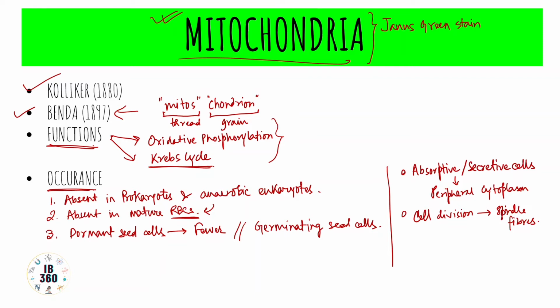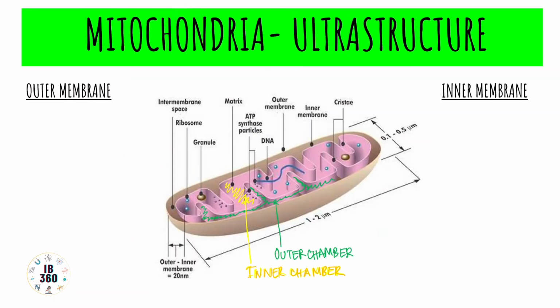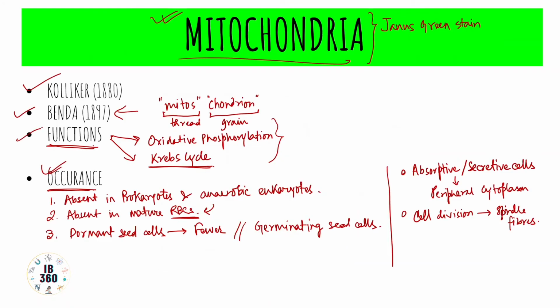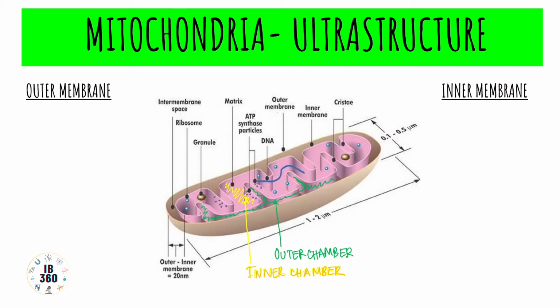Now we will talk about the ultrastructure of mitochondria. We have already discussed its primary functions, occurrence, and the discoverers and observers. Mitochondrial ultrastructure can be observed under an electron microscope, not under a light microscope. In this case, staining with Janus green will not work. We have to have an electron microscope to observe all these things.